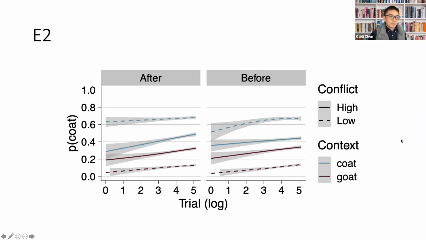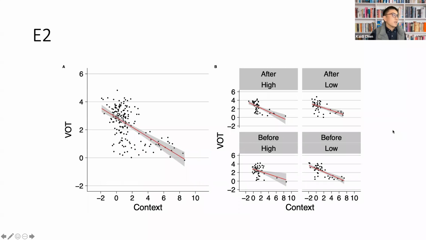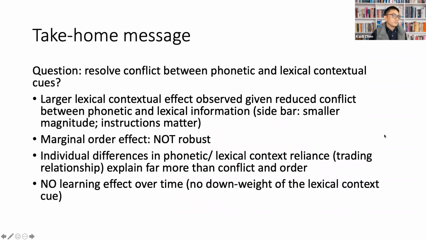And we also did not replicate the learning over time effect. And we also observed the same individual patterns in our data set in the second experiment. So lastly, the take-home message here. The question we raised in the beginning is how people resolve the conflict between phonetic and lexical contextual cues. We observed a larger lexical contextual effect given the reduced conflict between the phonetic and lexical information. So, sidebar here, the magnitude is smaller than what they have found.